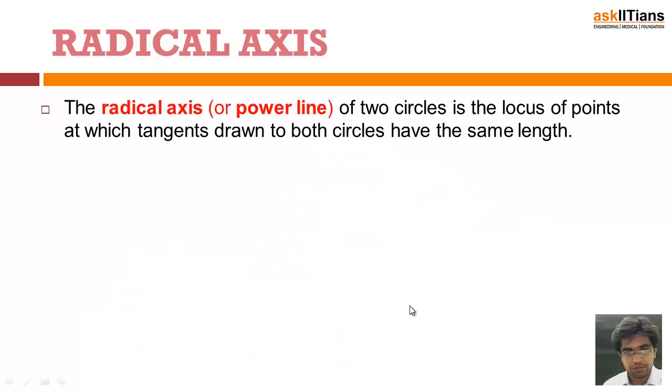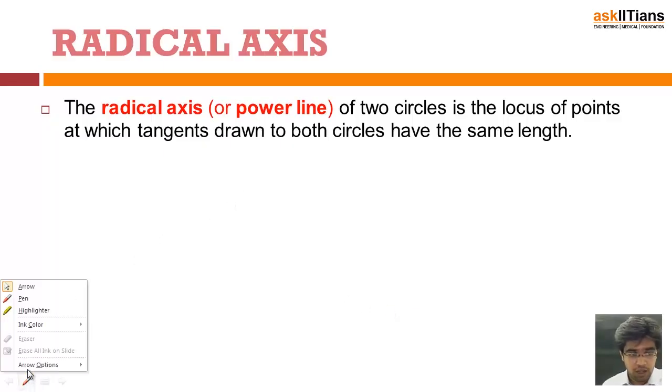Let's move on. Now we'll come to the last concept of this chapter, which is radical axis. Radical axis or power line. So the radical axis or power line of two circles is the locus of points at which the tangents drawn to both circles have the same length.